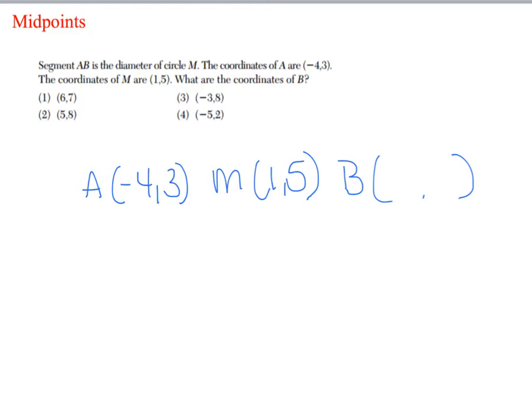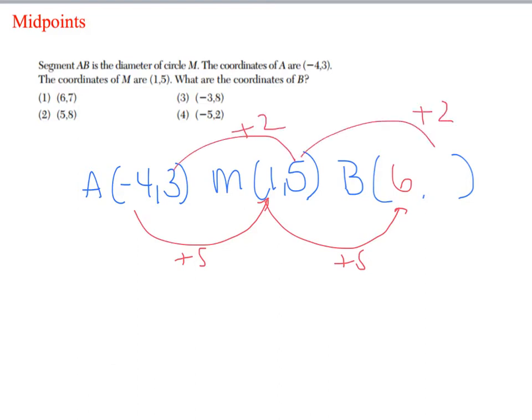Okay, whether you have a line segment or a diameter, which is just a type of line segment, sometimes they give you the midpoint of it, or in this case, the center of the circle, and you have to find the other endpoint. The easiest way to do this is to find the pattern. So look at the x's from -4 to m, and m is always the midpoint. They went up 5, so I've got to go up 5 again to 6. Okay, that way look at it. 1 is right in the middle of -4 and 6. For the y's, up 2, go up 2 again, and you get 7, so choice 1.